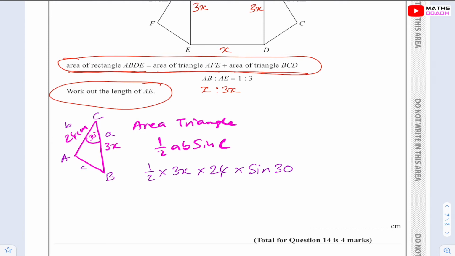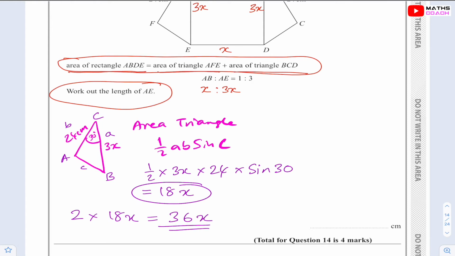If you put this into your calculator, bar the x, everything else you should be able to calculate, and you should get 18x. So the area of the triangle is 18x. Two of those triangles would be 2 times 18x, which is 36x.